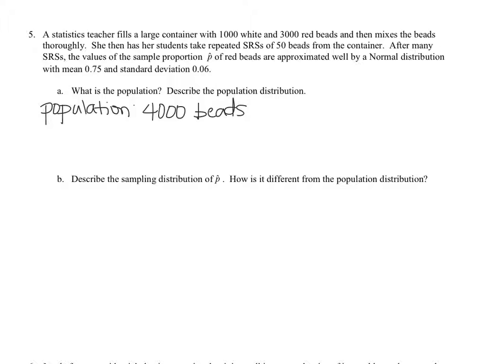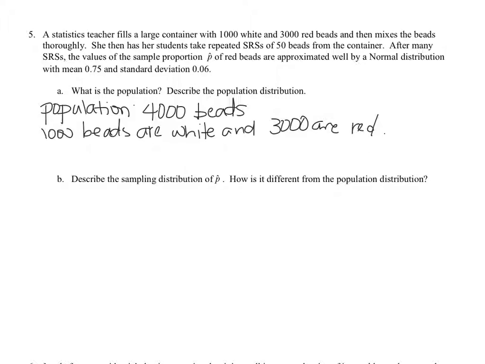The population distribution, remember, is talking about the individuals. So 1,000 beads are white, and 3,000 are red. Okay, part B, describe the sampling distribution of p hat. How is it different than the population distribution?